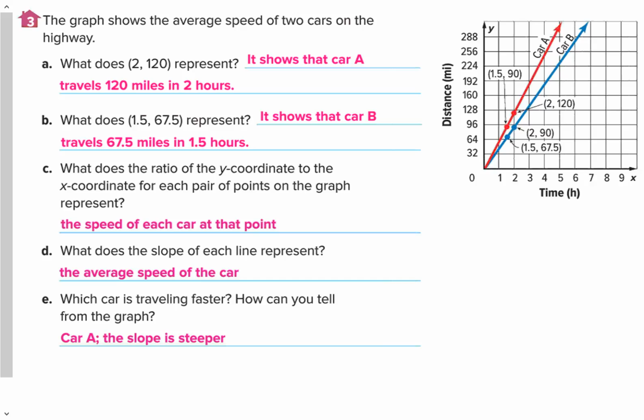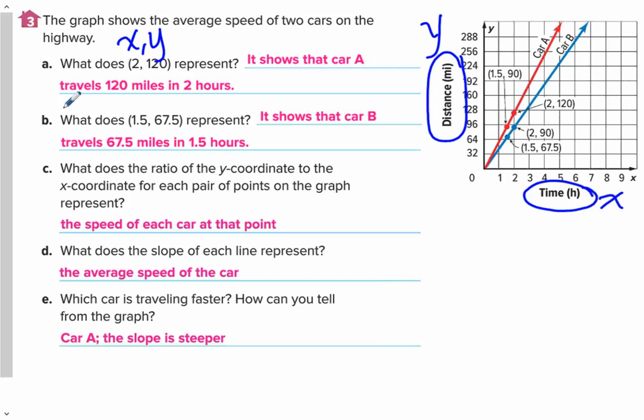Okay, here's number 3. The graph shows the average speed of 2 cars on the highway. Car A is in red, car B is in blue. What does 2 comma 120 represent? Again, remember our coordinate points are x, y. Our x is our time, and then our y is our distance. So we can say at 2 hours we traveled 120 miles.